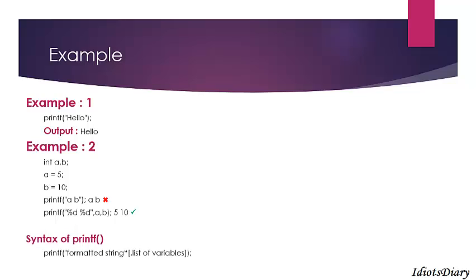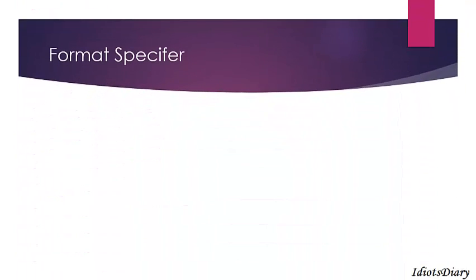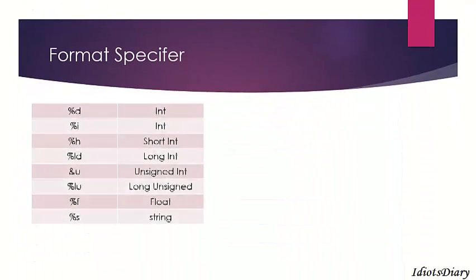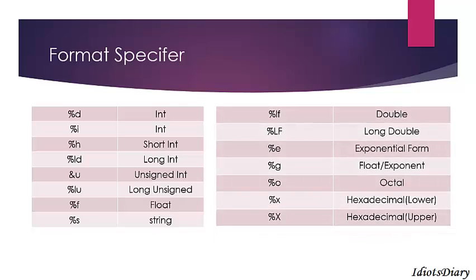So let's discuss the general rule to write printf. The general rule is printf(formatted string, list of variables), where the list of variables is the optional part, and in programming, the optional part is enclosed in square brackets while we specify the syntax. The formatted string is the combination of characters and format specifiers. Here, the list of format specifiers with their data types is given. Read carefully before moving further.